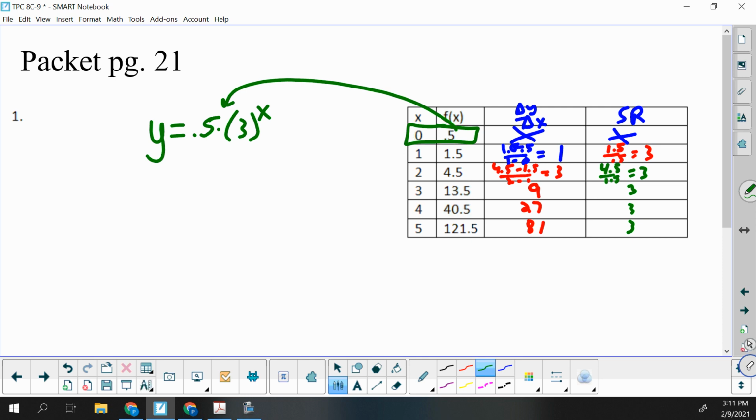Now you could always put in your calculator in a graphs page, y equals 0.5 times 3 to the x, do a control T, see if your table matches the table that's there.